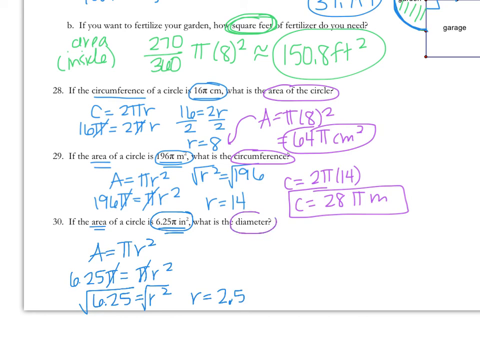But this answer is different. They want us to find the diameter, so you need to think about if the radius is 2.5, how do we find the whole diameter? All you have to do there is multiply that by 2. So the diameter was 5 inches.